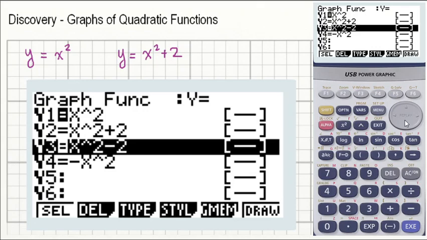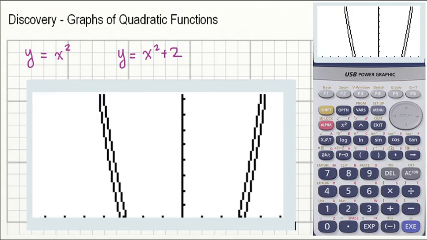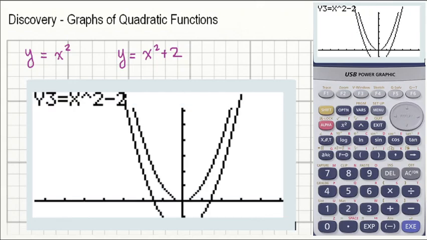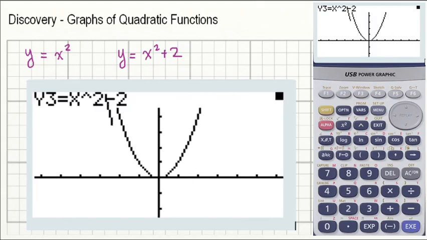Just for you to remember, this third function is x squared minus 2. So we would expect this to be the same as the first one, but shifted downwards by 2 units. Let's see. Draw. And now we need to scroll downwards back to our origin, and there we go.